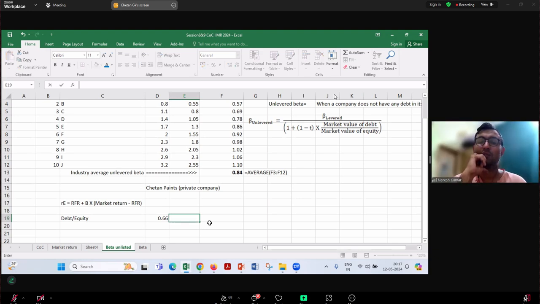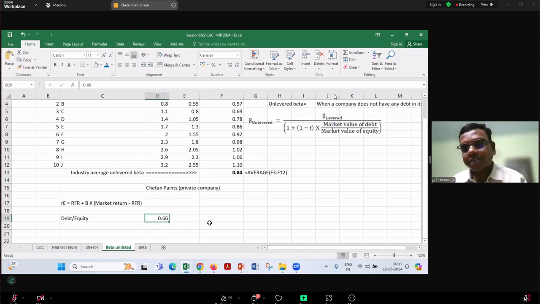Sir, what do you mean by equity in an unlisted company? It means, for example, there are 5 partners in this company. The money invested by you, contributed by 5 partners, is equity. Okay. Right? Debt means the borrowed funds. Is it clear? Sir, but from where did you get the debt by equity for Chetan Paints?